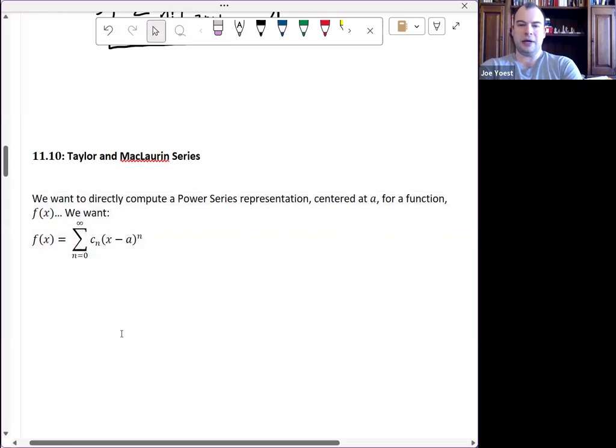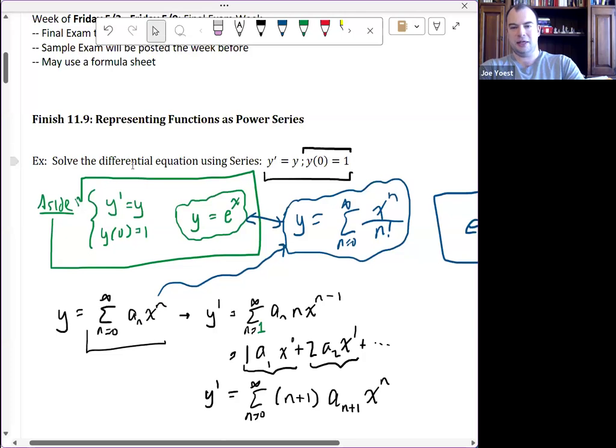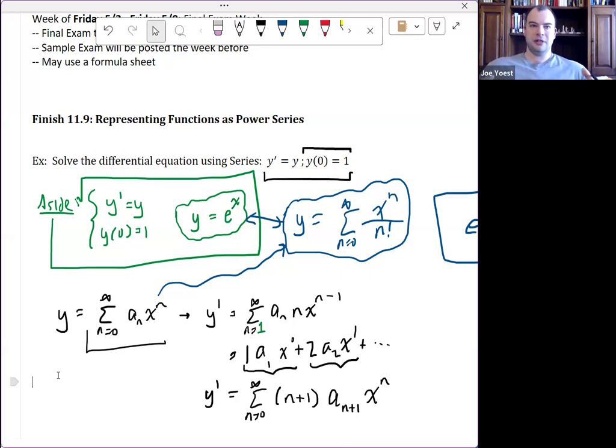So what if I want a power series representation centered at a for a function? We saw in 11.9 that we were able to represent some functions as power series. But every one of them was an ad hoc method, right? Maybe for one function I realized that I can make it look like a geometric series, or for another function I realized that I can plug it into a differential equation and make that work. But do I have a more formulaic or algorithmic approach, where I can say, just take whatever function it is, put it in this mechanism, turn the crank, and get your power series out the other side?